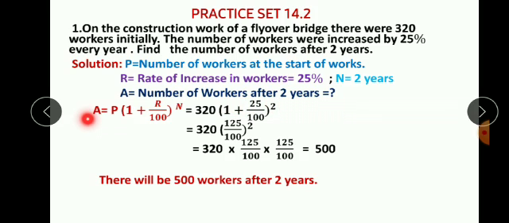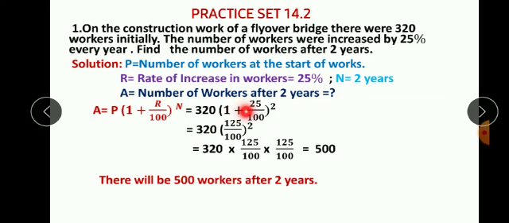So let us use the formula for amount: A is equal to P into (1 plus R upon 100) to the power N. Here P is equal to what? Number of workers at the start of the work, 320. So 320 into 1 plus R, 25% means 25 upon 100. And N is 2, so it is square. So it is equal to 320 into.